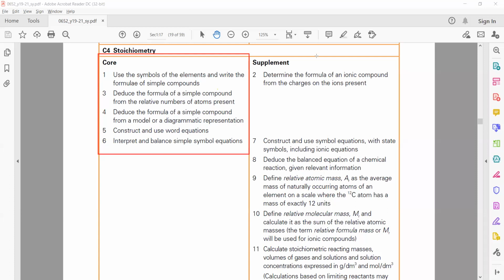Cool. So what I was saying before everyone arrived is that we're going to focus today's lesson on the left-hand side, the core work. So use symbols of the elements and write the formula of simple compounds, deduce formula, construct and use word equations, and interpret and balance simple symbol equations. I don't have notes for this, so I'm going to literally be making the notes as we go along, and then I'm going to upload the notes onto Google Classroom afterwards.